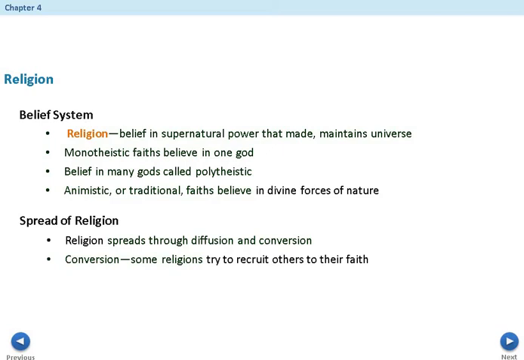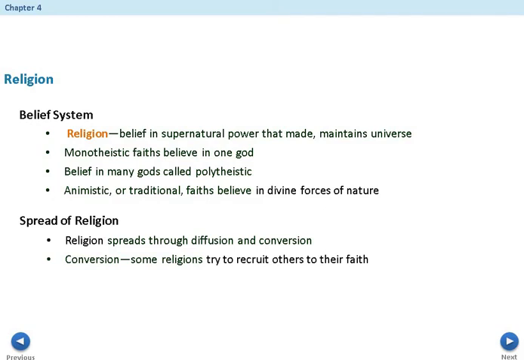So these religions are going to be very much centralized in certain areas, and that's why we have to study them, because of course there are wars that are fought over this, connection with people, so on and so forth. But for a definition, a religion is a belief in a supernatural power that made and maintains the universe.